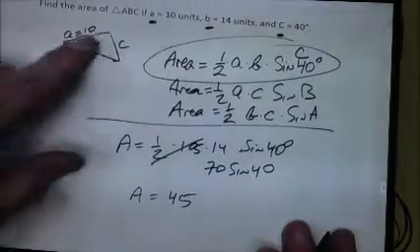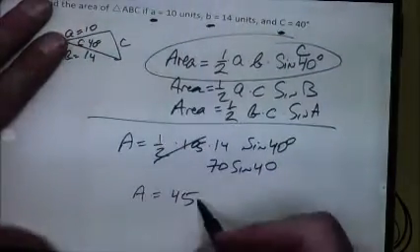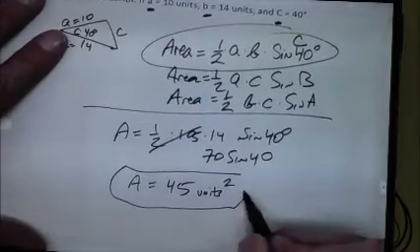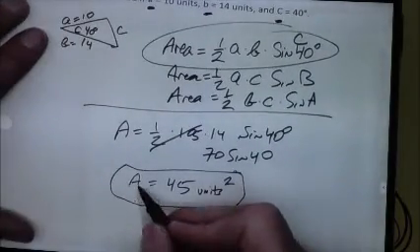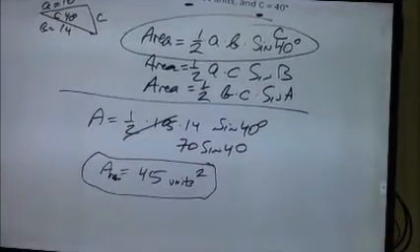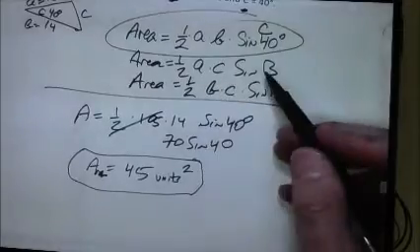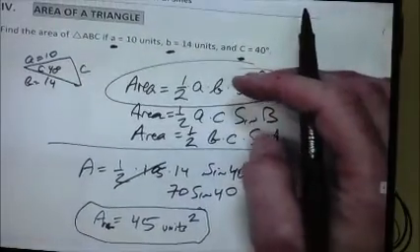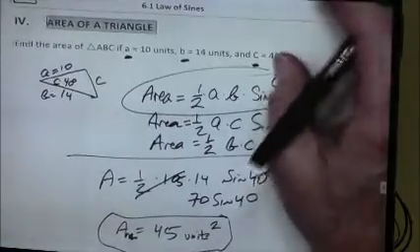You just have to watch units. This said units, so that's units, but it's units squared. So the area is 45 units squared. Really easy calculations. It's more a matter of just remembering the pattern for it, and then anytime you're given one of these, which I'll give you one of these, so make sure you can do it.